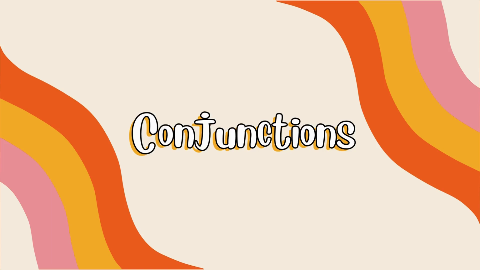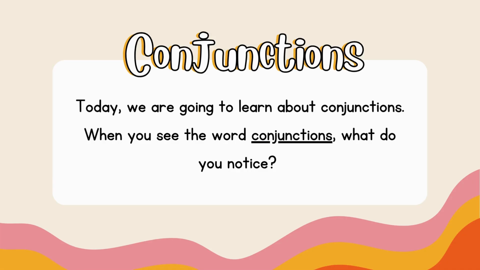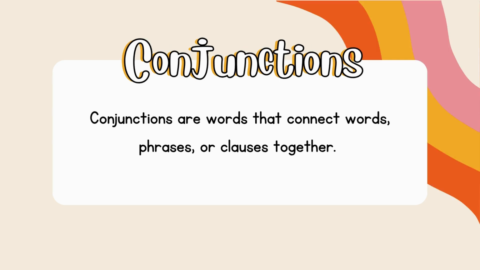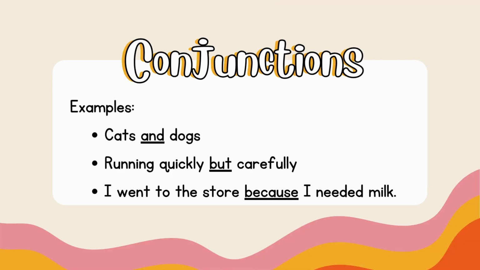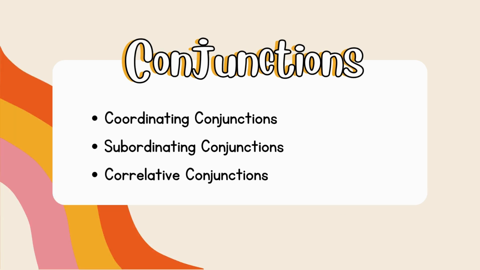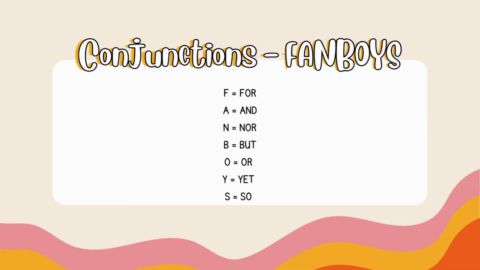Today we are going to learn about conjunctions. When you see the conjunctions, what do you notice? Conjunctions are words that connect words, phrases, or clauses together. There are three types of conjunctions: coordinating, subordinating, correlative.